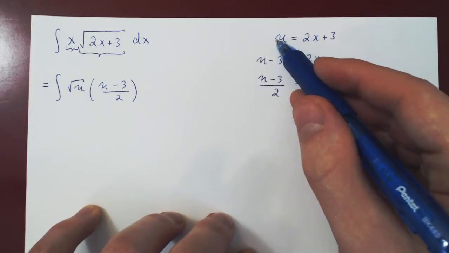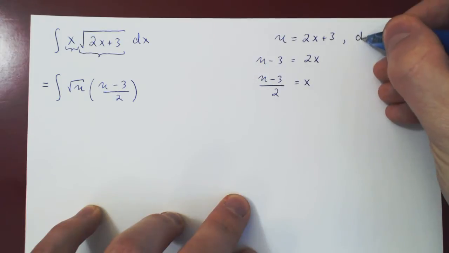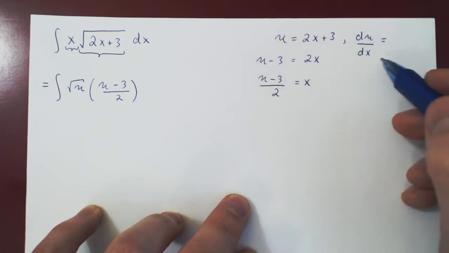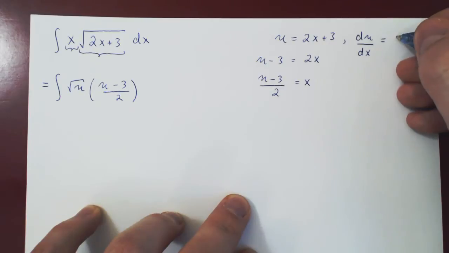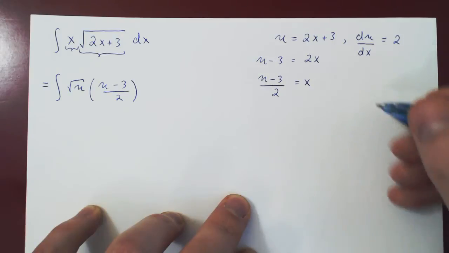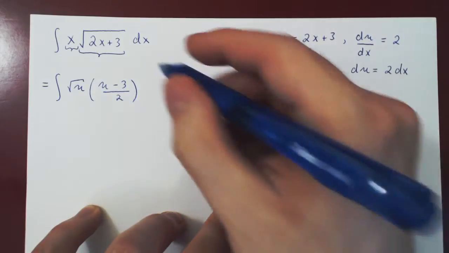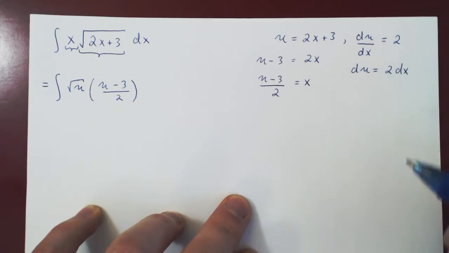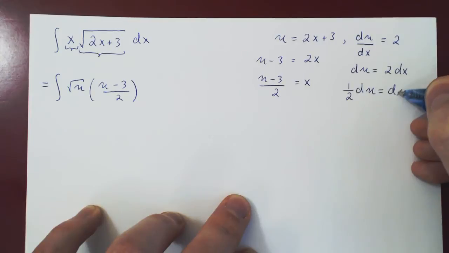Well, u is a function of x. Take the derivative on both sides. So du over dx, the derivative of u with respect to x. The derivative of 2x plus 3 is simply 2. We need to isolate dx, so multiply by dx to the right. Therefore du is 2 times dx. But we need to isolate dx, not 2 dx, so multiply by 1/2, or divide by 2 on both sides. So 1/2 du is therefore dx.